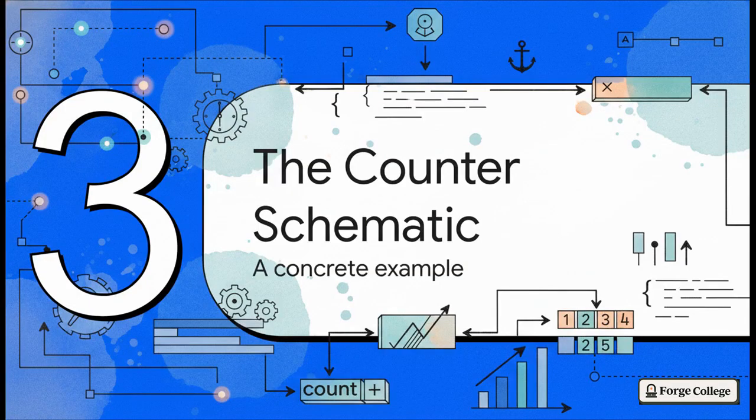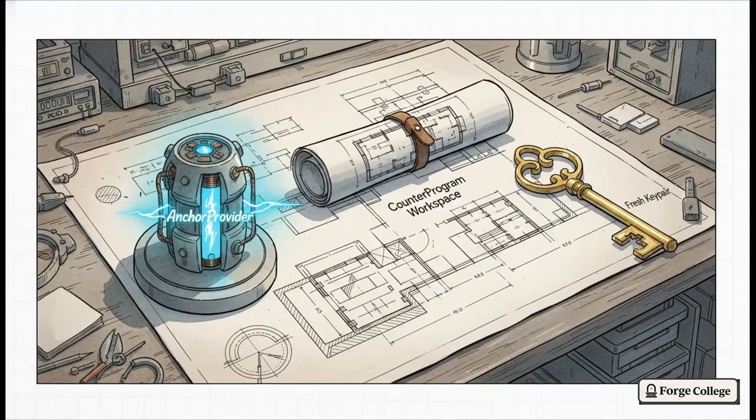Section 3. The counter schematic. Let's look at a concrete engineering example. Right, before we write any execution logic at all, we need to pull the right parts from our inventory to scaffold the initial test setup. First, we need our local Anchor provider to power the connection. Second, the counter program workspace, which lets us dynamically resolve our compiled program without manually hard-coding any addresses. And third, a fresh keypair to serve as the physical address for our counter's memory.